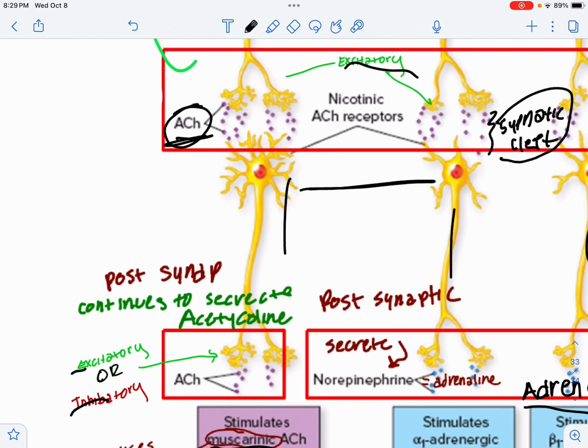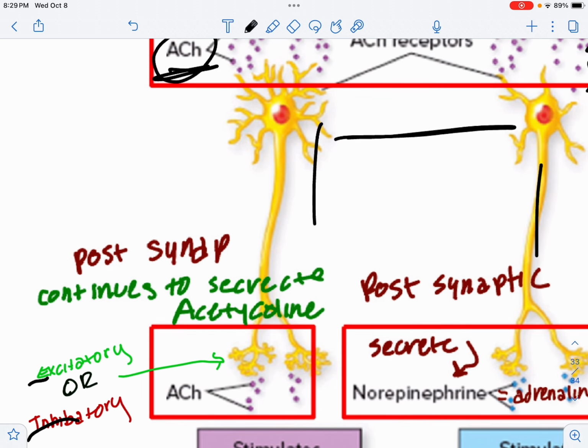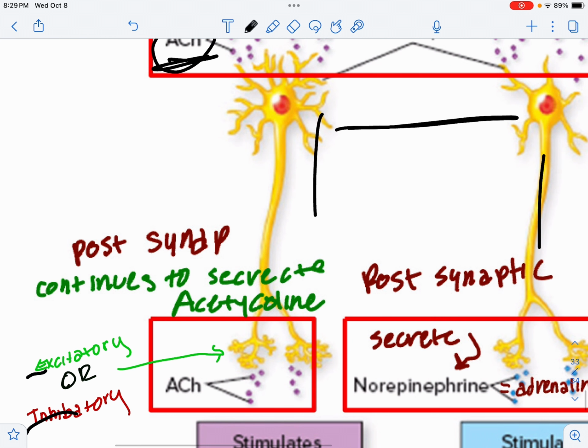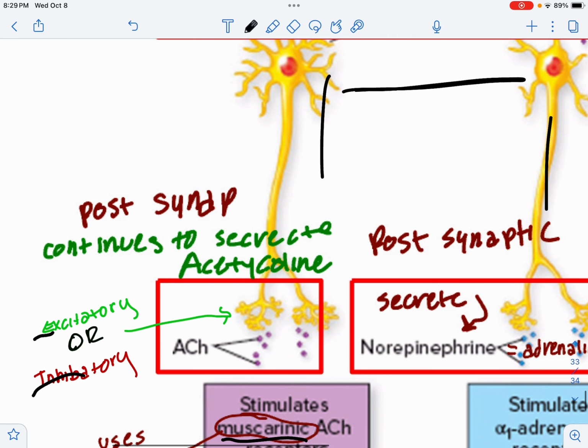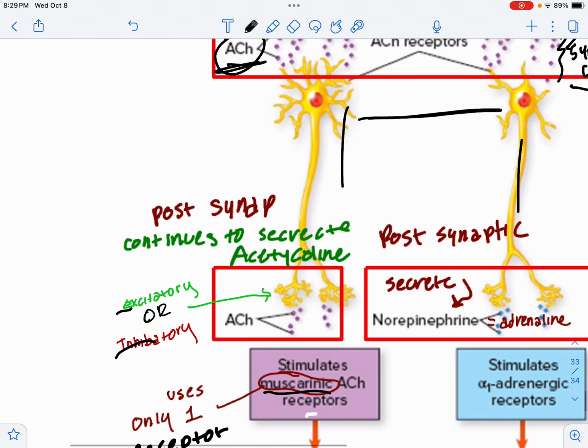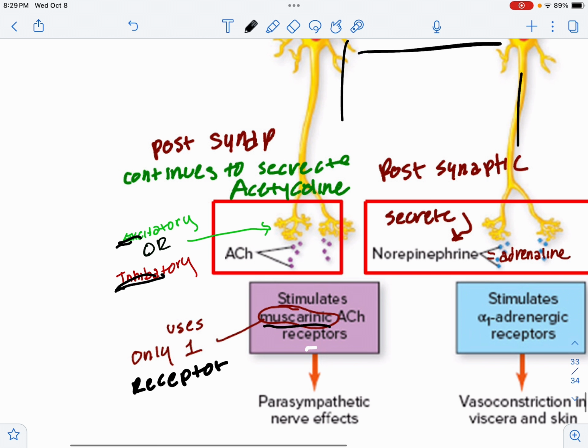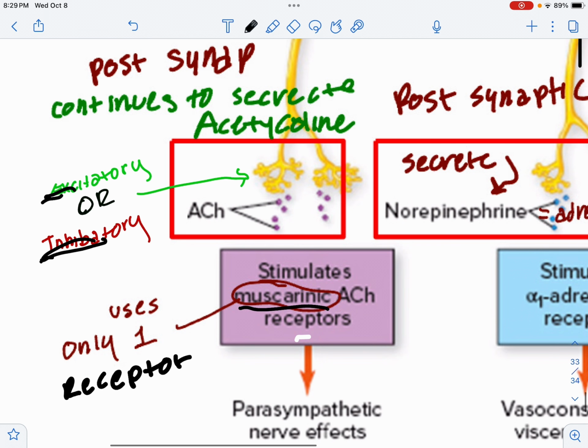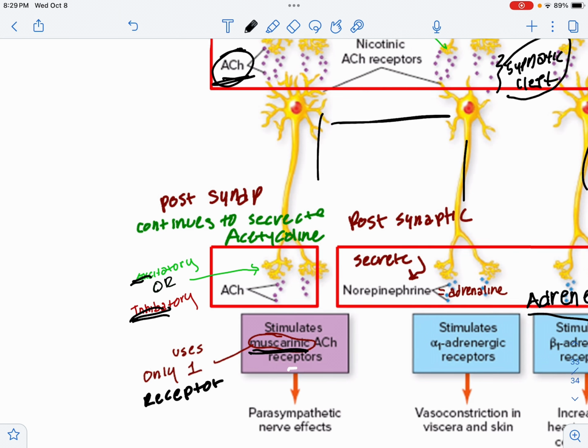Looking at parasympathetic in the postsynapse, it continues to secrete acetylcholine, which now has either an excitatory or inhibitory effect. It adapts to only one receptor, which is muscarinic. An example of this is heart rate. If our heart is beating really fast, it will inhibit it and slow it down.